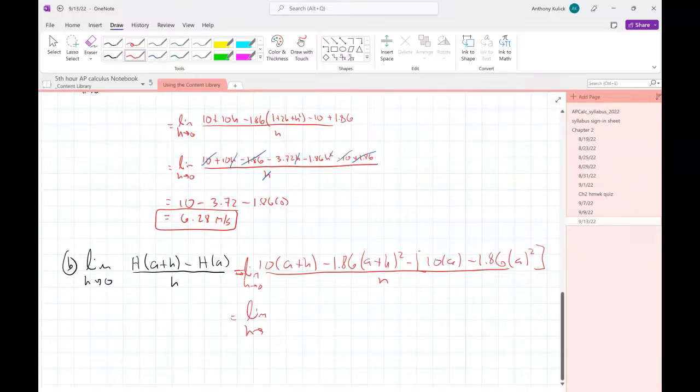Who's like, Mr. Hulick, this is so dumb, it's like the exact same steps as the previous problem? And I would say, yup, you got me.